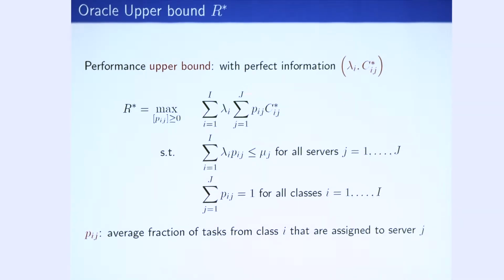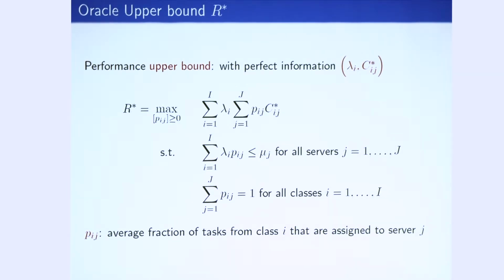And then the objective here is nothing but the average payoff per unit time, subject to two constraints. The first constraint is just saying the server capacity constraint is not violated. And the second constraint just means this is indeed a valid probability vector, so the sum of assignment probabilities equals 1. Okay? It is not hard to show that this R star actually provides an upper bound to any policy in the long run.